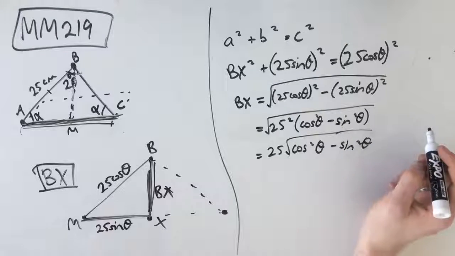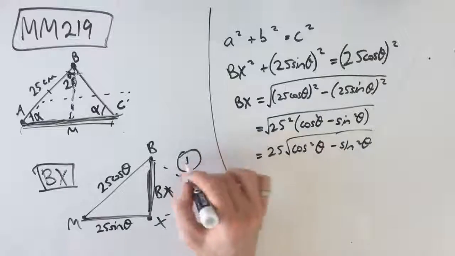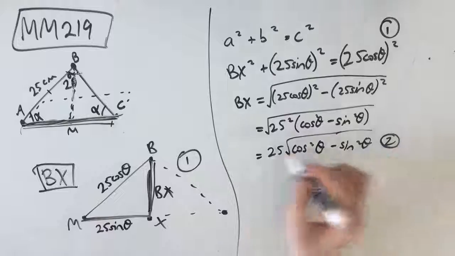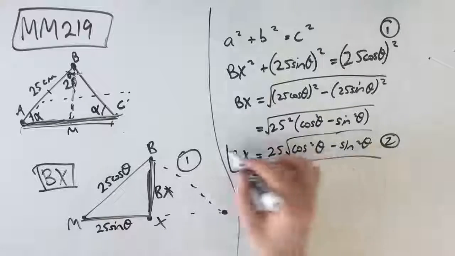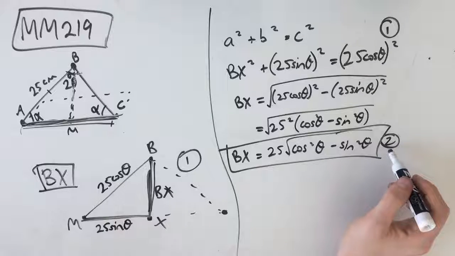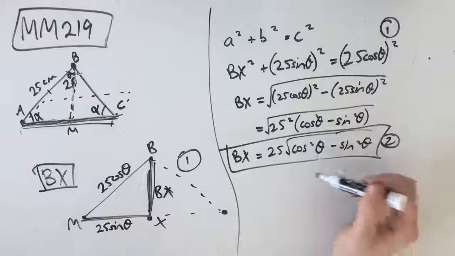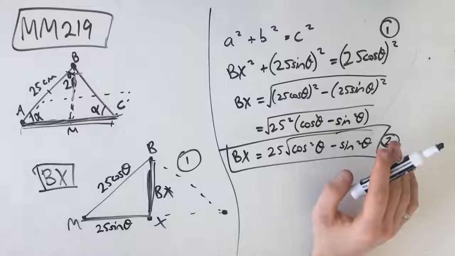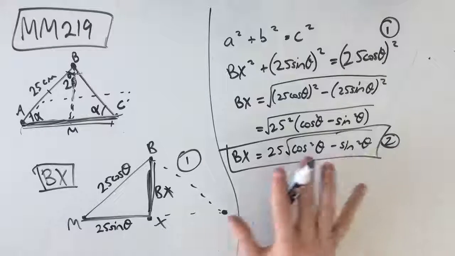Now this is a 2-mark question, guys. First mark comes when you recognize this, and you can kind of get here. And then obviously the second mark comes from the final answer. So guys, bx in terms of theta, bx being the height of the model B, is 25 root cos squared theta minus sine squared theta. As always, guys, if you have any questions, hit me up in the comments below. But let's move on to part BII.